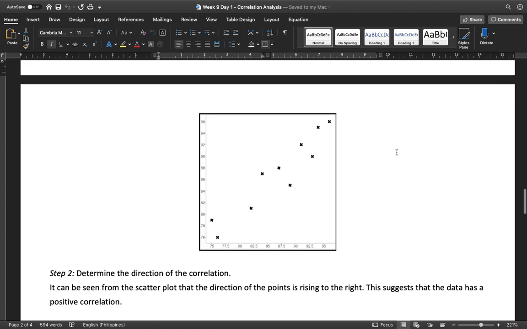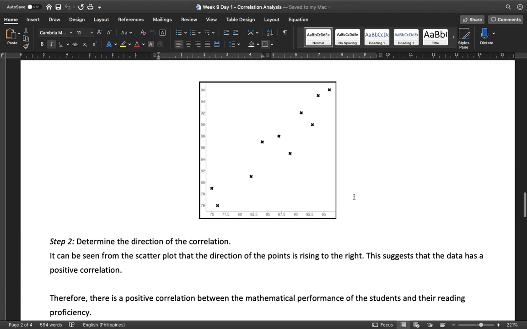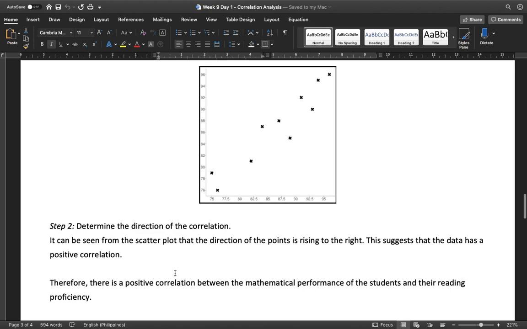As we can observe here, yung plot, it is rising to the right. So, this suggests that the data has a positive correlation. Kasi pataas siya papunta sa kanan. That's what the scatter plot suggests. So, we can say that there is a positive correlation between the mathematical performance of the students and the reading proficiency. So, anong ibig sabihin ng positive correlation?